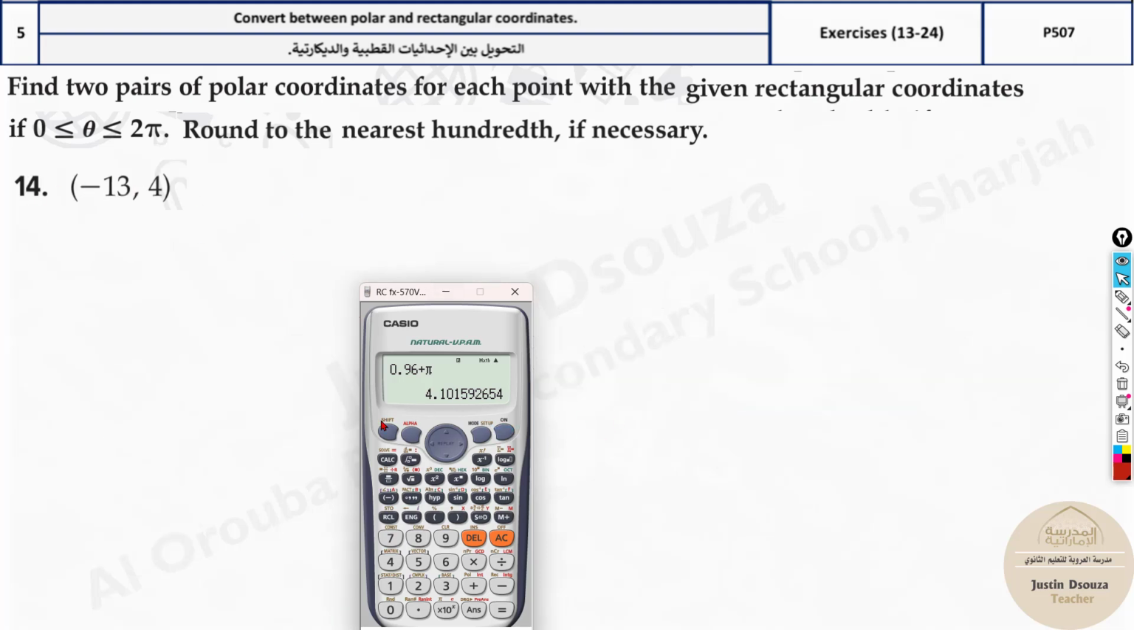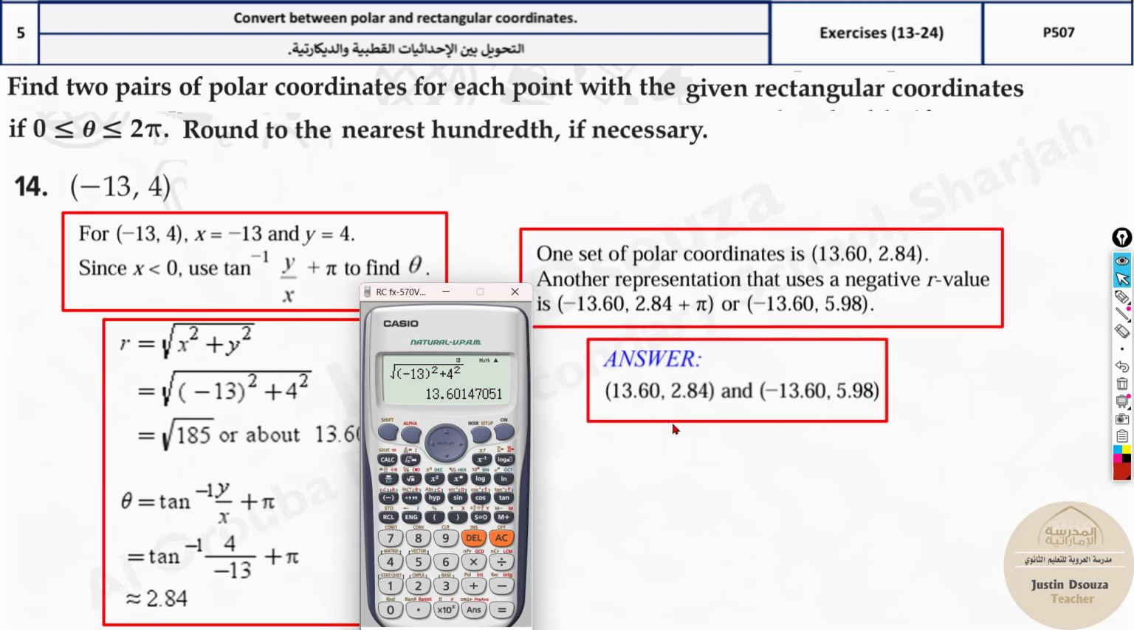So now I'll directly show you how to do it. Square root of negative 13 squared, you need to use brackets, or you can just ignore the negative sign because you're squaring it, plus 4 squared, 16. Now the answer is 13.60. You can easily eliminate a lot of options because you know the final answer must be 13 or minus 13. I'm sure by this you can eliminate at least 2 options.